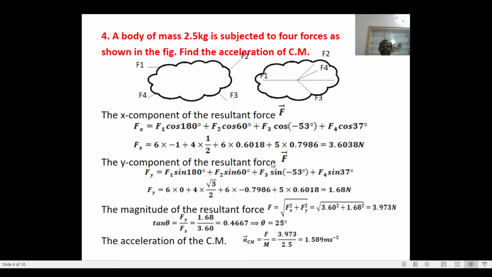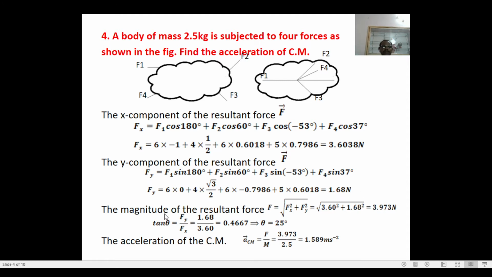The y component of the resultant force vector F is Fy is equal to F1 sin 180 degree plus F2 sin 60 degree plus F3 sin of minus 53 degree plus F4 sin 37 degree. Fy is equal to F1 is 6 into sin 180 degree is 0, plus F2 is 4 sin 60 degree is root 3 by 2, plus F3 is 6 and sin of minus 53 degree is minus sin 53 degree, which is equal to minus into 0.7986, plus F4 is 5 into sin 37 degree is 0.6018, which is equal to 1.68 Newton.